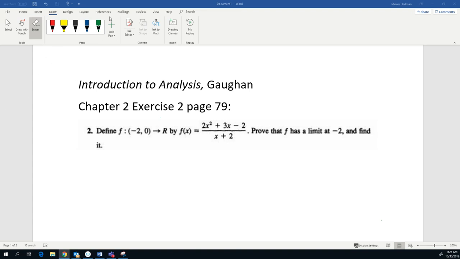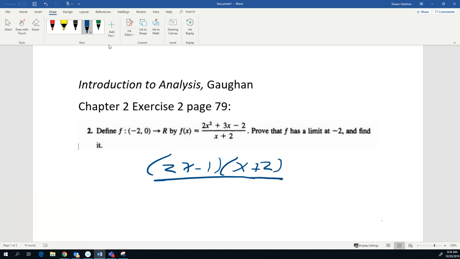So to begin, let's look at the function that we're given, and let's try to simplify it. It looks like that numerator might factor, 2x squared plus 3x minus 2, and it does. That factors as 2x minus 1 times x plus 2. And then notice that x plus 2, which is a factor of the numerator, is the denominator. So if x equals -2, we get a 0 in the denominator, but otherwise, this function simplifies. The x plus 2's cancel out, and it simplifies to 2x minus 1.